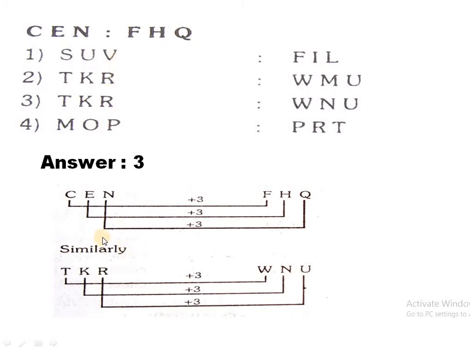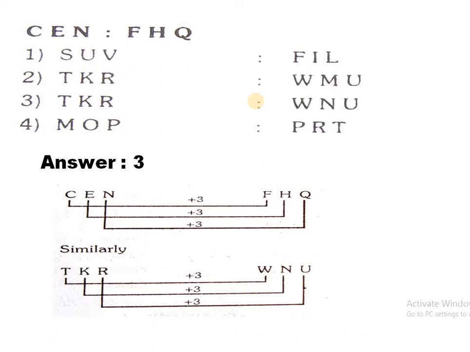In the same manner, so TKR, search WNU for this answer. T, after T: U, V, W. The third letter is W, correct. Next letter K: L, M, N. Then S, T, U. So between these two letters, how many numbers will be there? That way you have to find the answer. So in that manner, the correct answer is TKR, WNU. So the answer is 3.